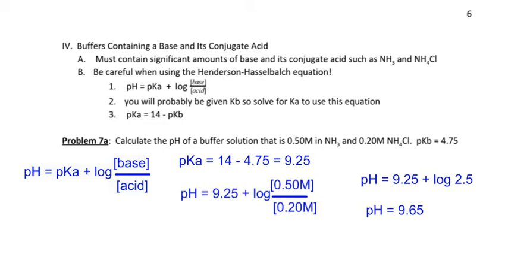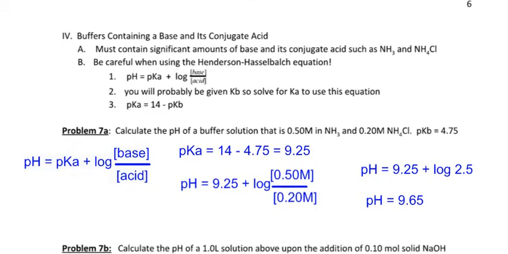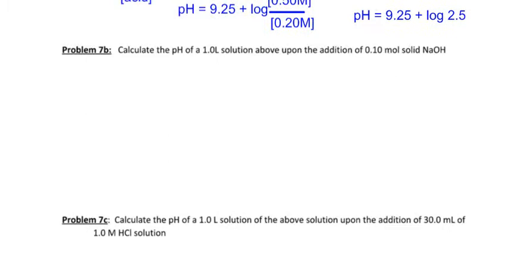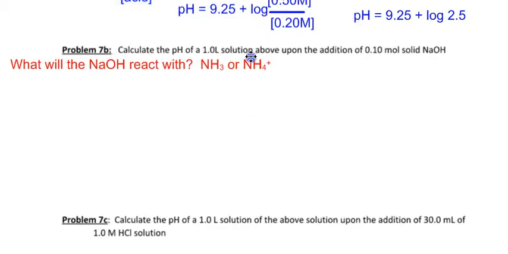Okay, so now what? The next question is, we know the pH is going to change because I'm going to add some solid sodium hydroxide. So you know the drill. What question am I going to ask you? Hopefully that's the question I'm going to ask you. What will the sodium hydroxide react with, the ammonia or the ammonium? Do you think the base is going to react with the base, or is the base going to react with the acid? Well, congratulations.